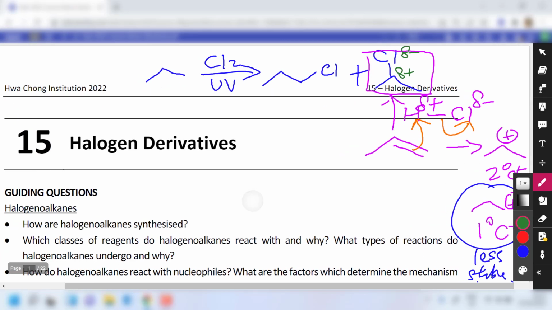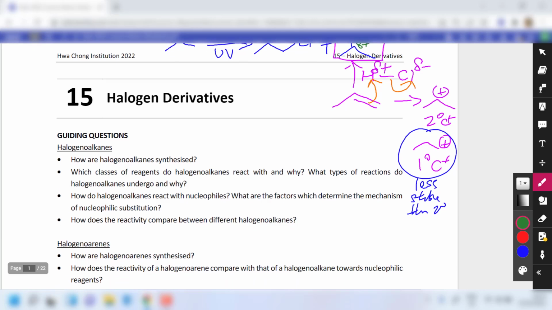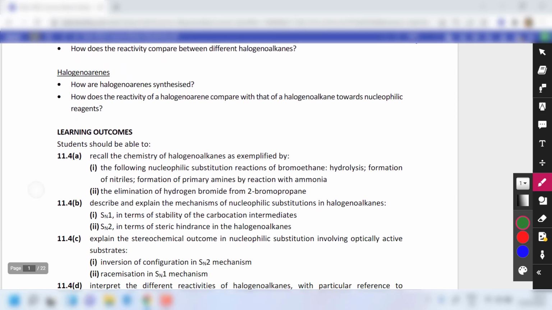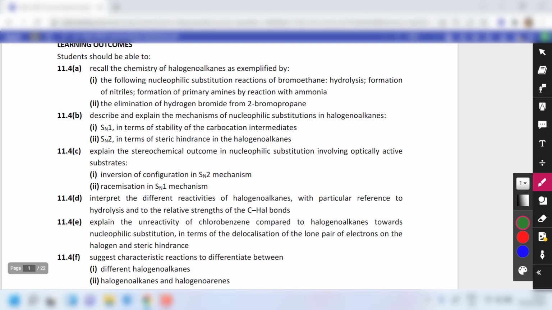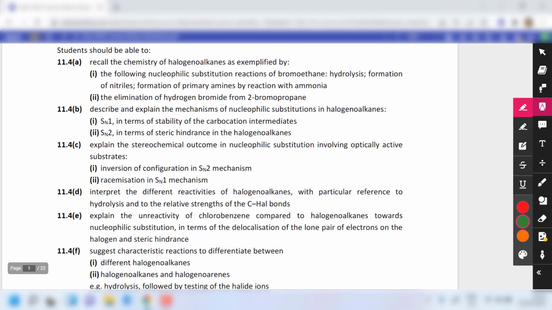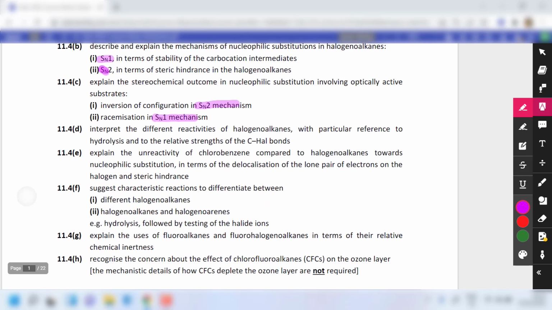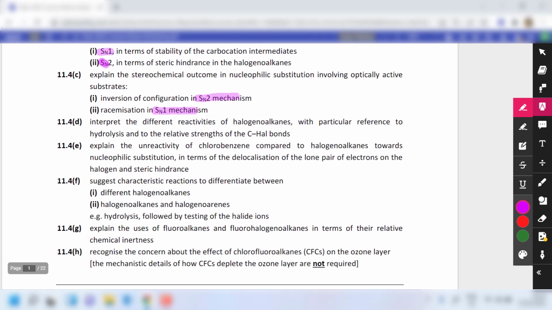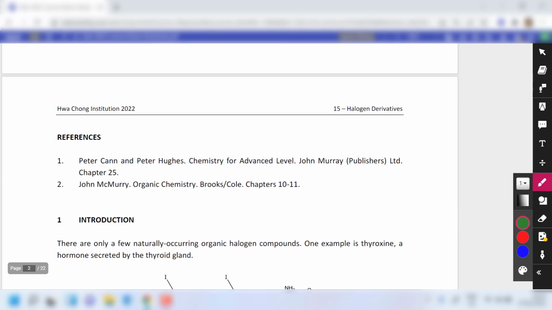Without further ado, we'll move on to this topic. If you look at the learning outcomes, there are quite a few, but the focus is largely on the mechanisms known as first-order nucleophilic substitution and second-order nucleophilic substitution. You can see the terms being repeated a few times, and you are probably aware that these are the main focus, so we will talk about them slowly later on.